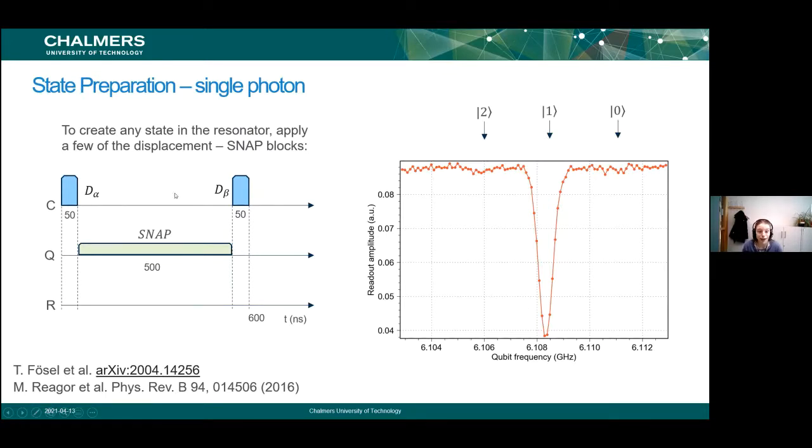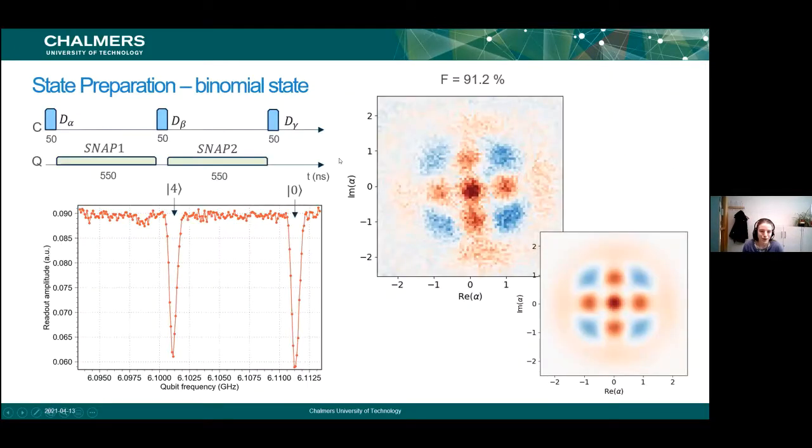So here I give an example of creating a single Fock state and reading out the probability to have a single photon. But if we want a bit more complicated state, where we also have coherences, such as, for example, this binomial state, which is supposed to be an equal superposition of 0 and 4 photons, we can get this by using a sequence with 2 snaps and 3 displacements.